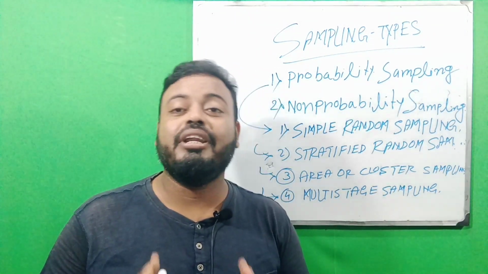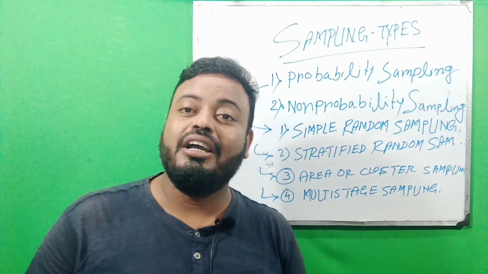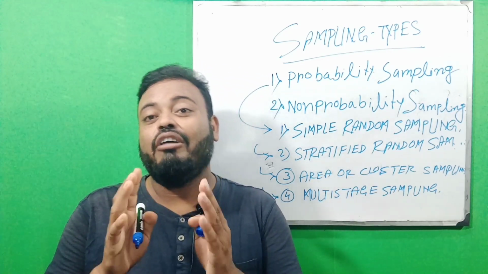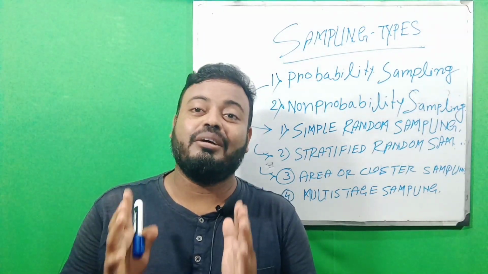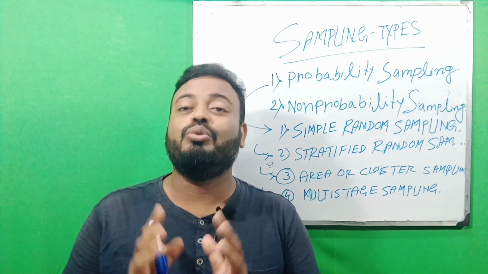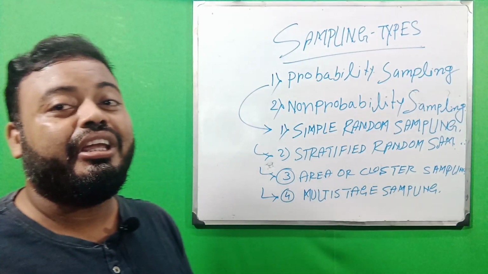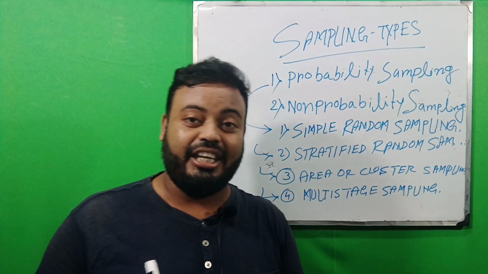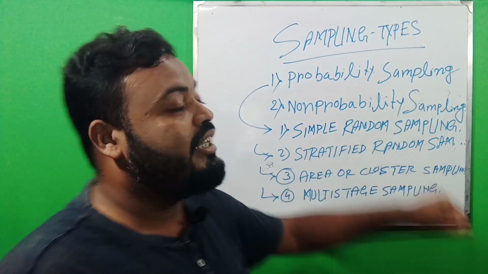So probability sampling is a method where a researcher collects data from his selected areas, where there is a probability, a possibility, to collect the data from that area. So now we know about the subtypes of probability sampling. Number one is simple random sampling.